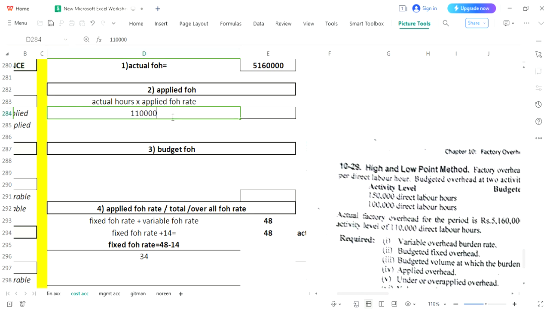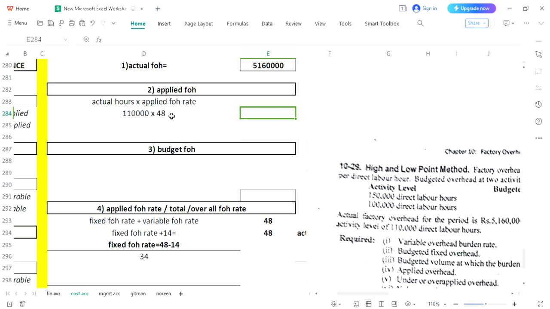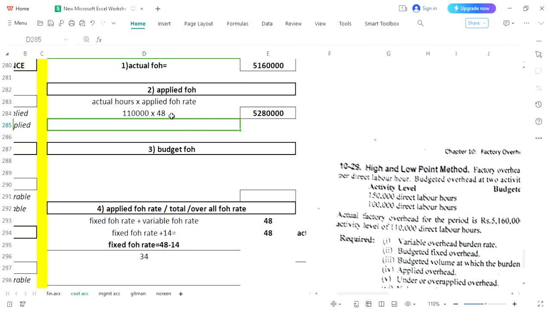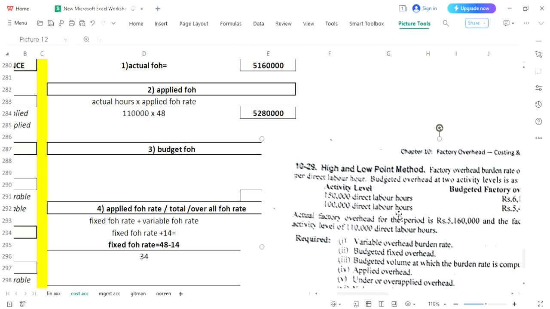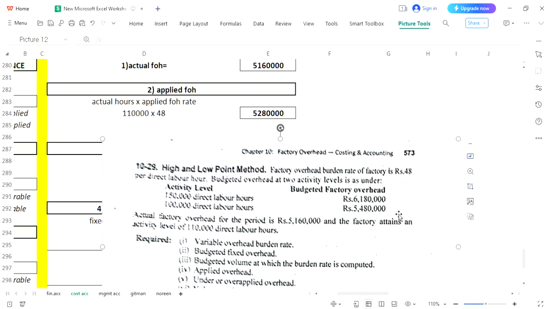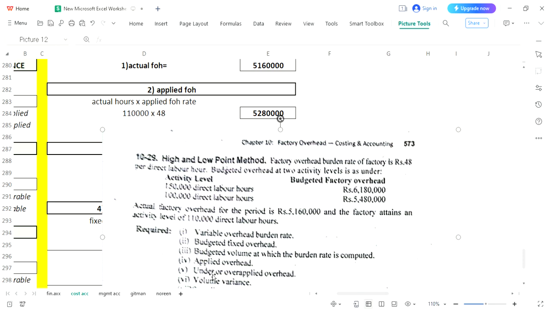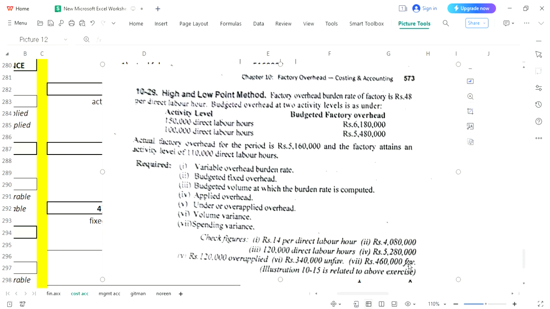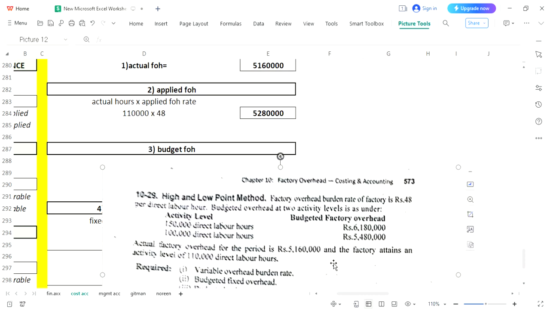So applied FH rate is 48, with which you can calculate your applied FH. On the calculator you will write 1,10,000, and multiply it by 48. So applied FH is also calculated. The answer was 52,80,000. Applied FH you have calculated. It was the fourth requirement, and in the fourth requirement you can see 52,80,000, and what we have calculated is also 52,80,000. So applied FH has been calculated.